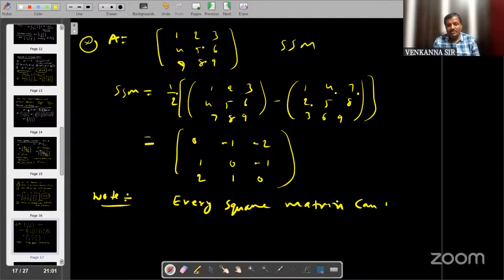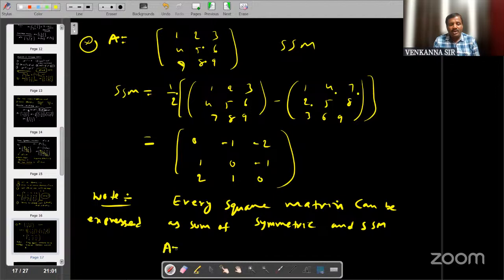Every square matrix can be expressed as the sum of symmetric and skew symmetric matrices. A is equal to half of A plus A transpose plus half of A minus A transpose.